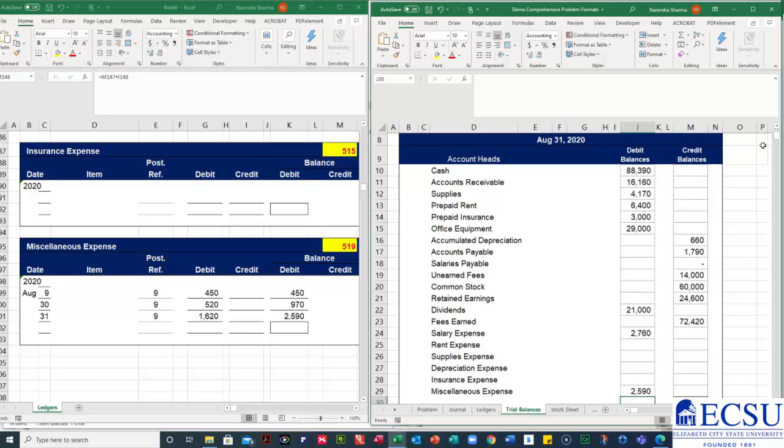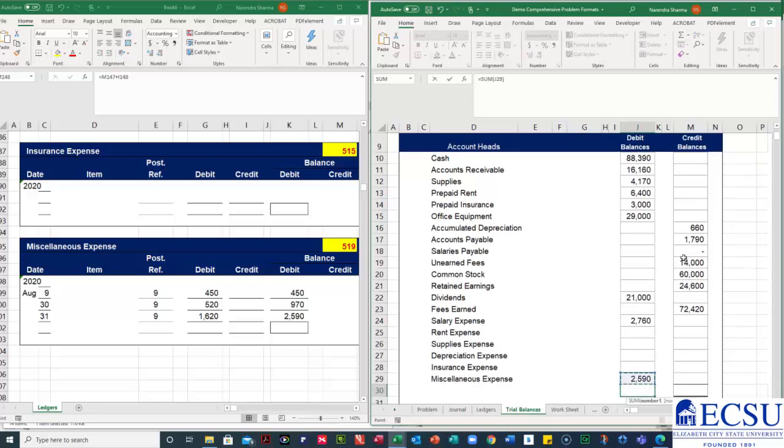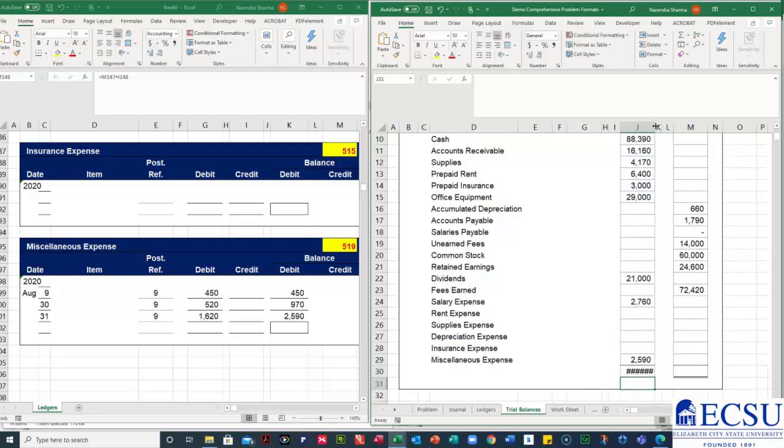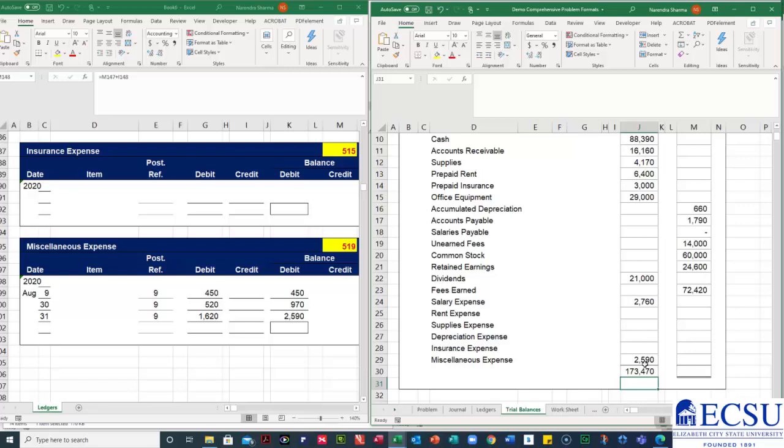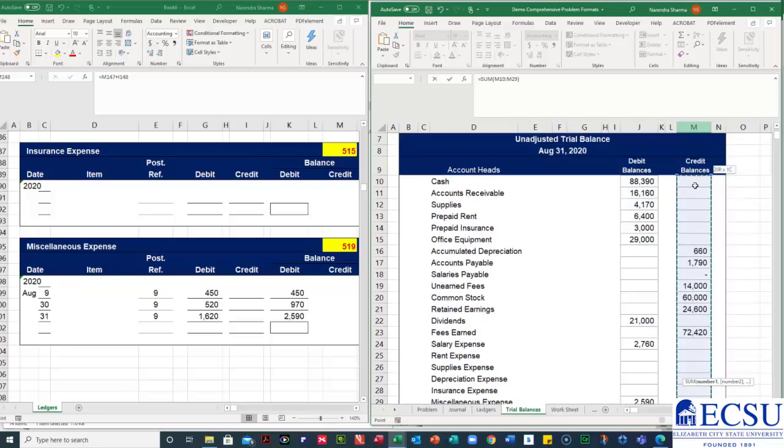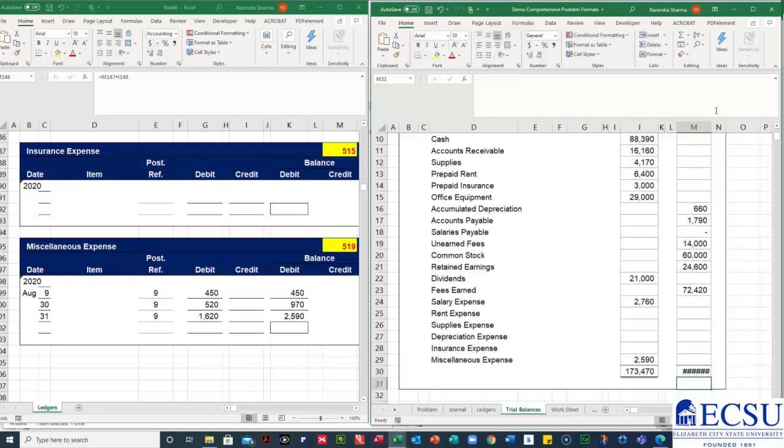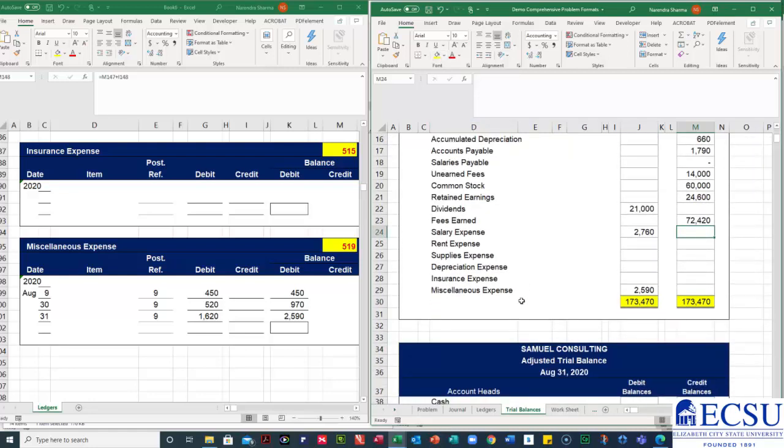So remember, trial balance is prepared to check the equality of the debit and the credit. So let's add that up, and the total works out to be 117,470. Let's see what is the credit side total as well. So that would be also 173,470. So we have essentially transferred all ledger accounts to the trial balance.